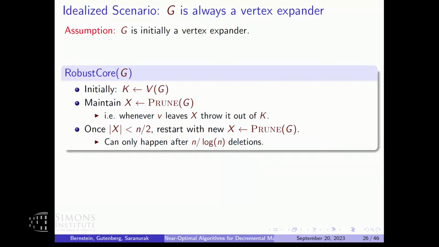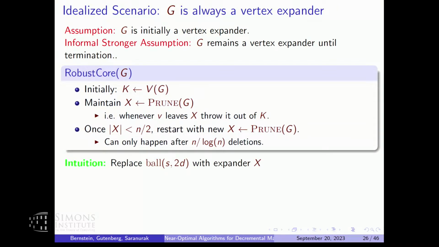Okay, so we have to be a little careful here, because what do we do when we restart? Well, now that we've deleted edges, the graph might not be a vertex expander anymore, so you can't really use this anymore. But let's even make the stronger assumption that the graph is always a vertex expander until you have to terminate. So basically, all you have to do is keep track of: is the graph still a vertex expander, or has it been destroyed and I can terminate?